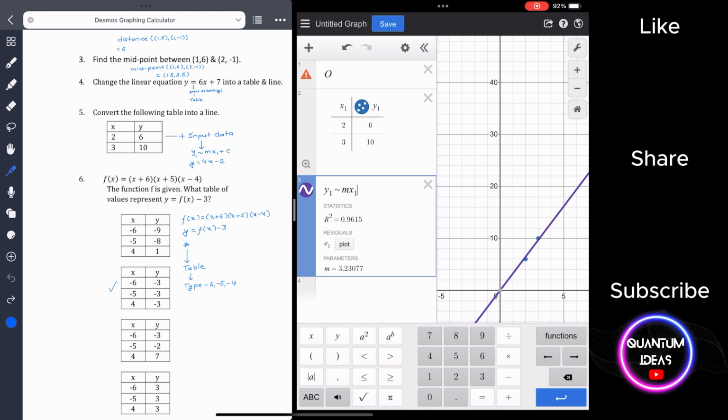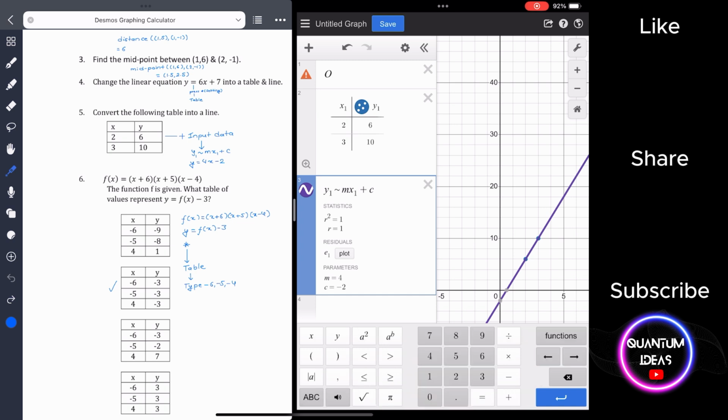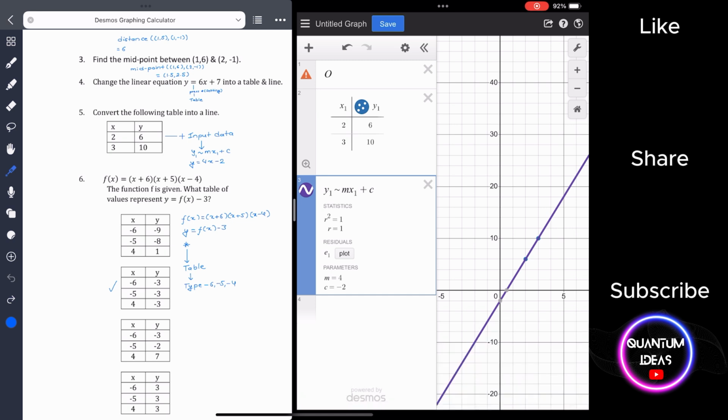So y equals mx plus, we need c. Okay, our line is ready. You can see here on the bottom parameters, right? Here m is 4, c is -2. M is the slope of that line and c is the y intercept of that line. So your line is y equals to 4x minus 2, y equals to mx plus c.